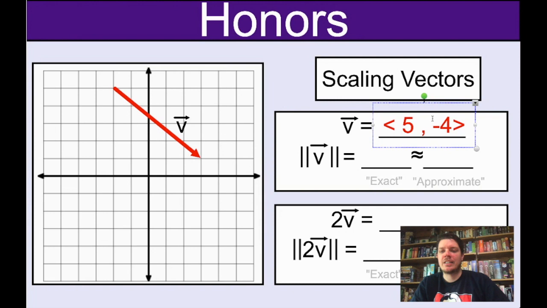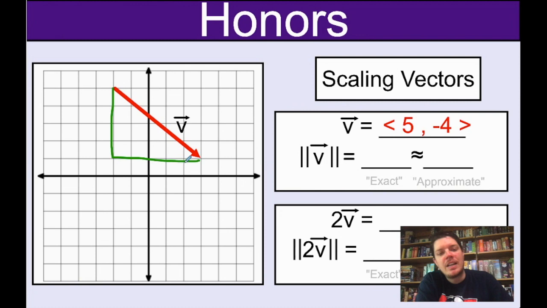Now the magnitude is the length. We're basically going to use the dimensions of a triangle to help us get there. And you could see this is going to be a 5 here and a 4 right here. Or if you want to, you could use your components. They're right there, so why not? If you're looking at the picture with the triangle, this is 5 squared plus 4 squared, and then we would have to take the square root.